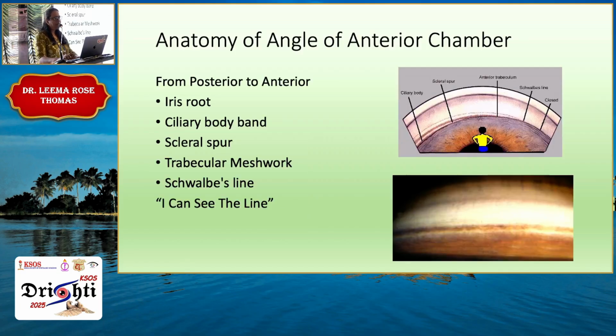Now, the anatomy of the angle of the anterior chamber from posterior to anterior is the iris root, ciliary body band, scleral spur, trabecular meshwork, and the Schwalbe's line. So, the mnemonic is I can see the line.